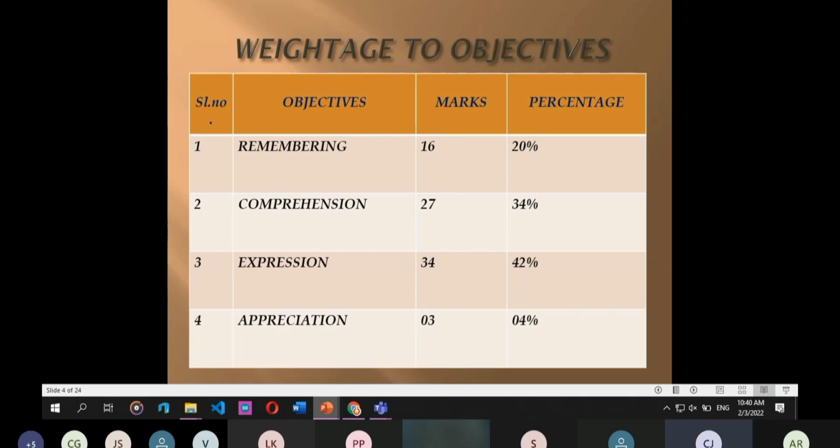Now, I would like to discuss the design of the question paper, which lies on the three-dimension chart. First of all, we shall see the weightage to objectives. The weightage to objectives consists of four: remembering, comprehension, expression, and appreciation. Here, remembering is one of the first main objectives. Remembering is also noted as knowledge.